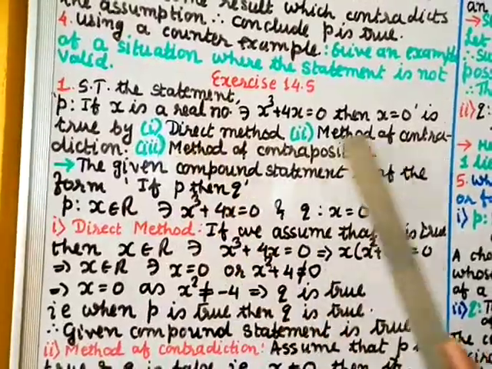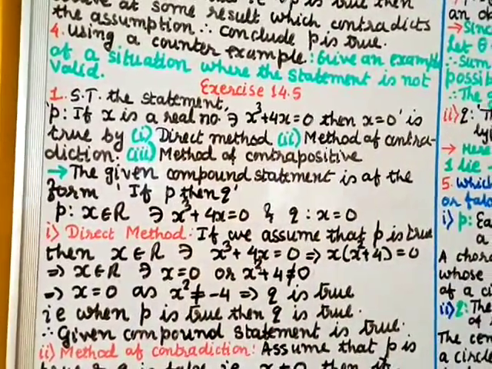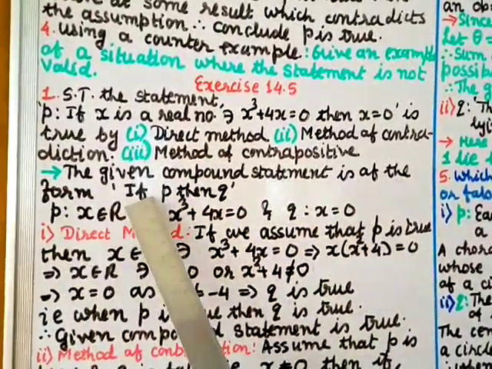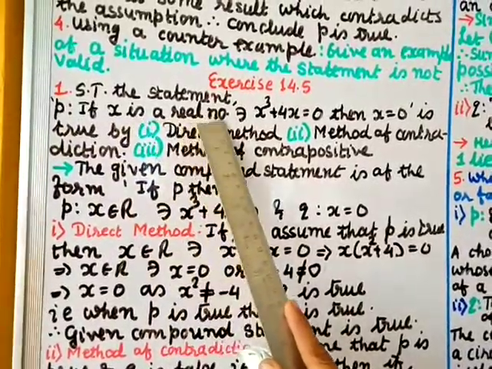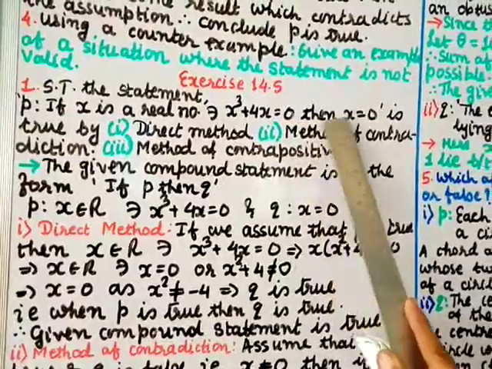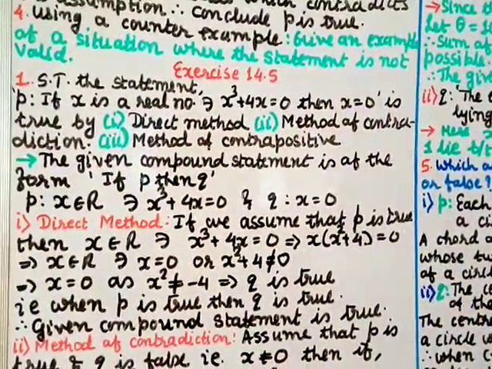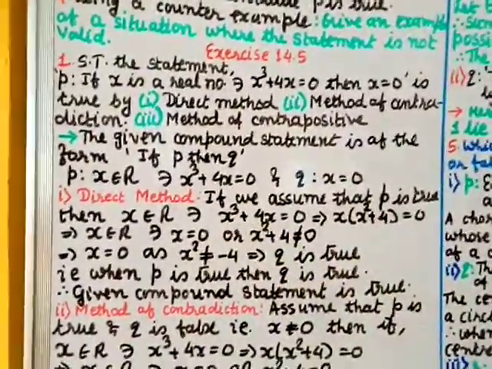One is direct, the other is contradiction, and the third one is contrapositive. The given compound statement is of the form if P then Q. If x is a real number such that x cube plus 4x equal to 0, then x equal to 0. So this statement is P and this statement is Q, right? So it is if P then Q. That is the form of the given statement.